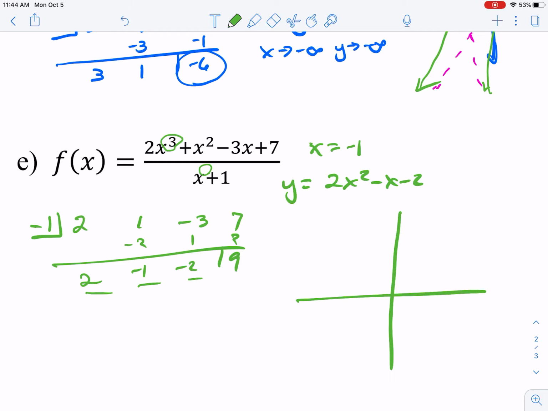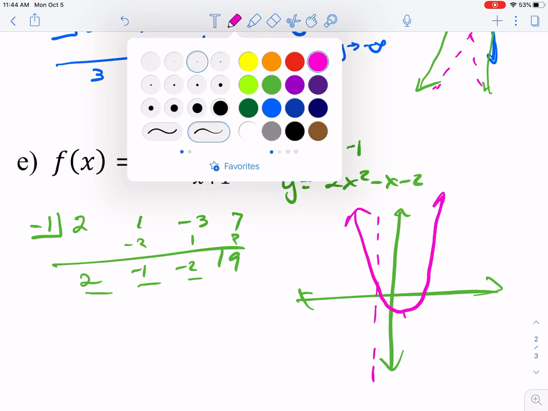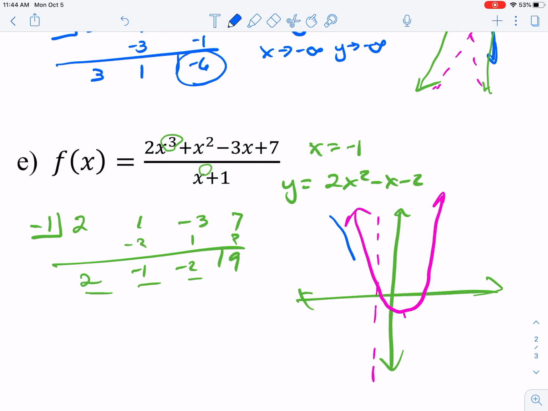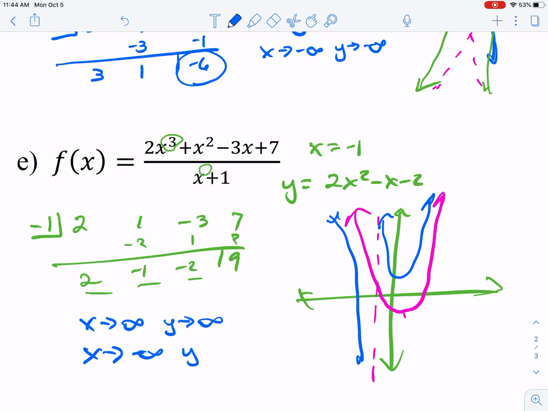My graph, asymptotes. My parabola is doing this. This one's kind of interesting. I graphed this one too. And this one's over here like this. This one's in here doing this. It's following your asymptotes. So as x goes to infinity, y goes to infinity, and as x goes to negative infinity, y still goes to infinity. It keeps going up here.